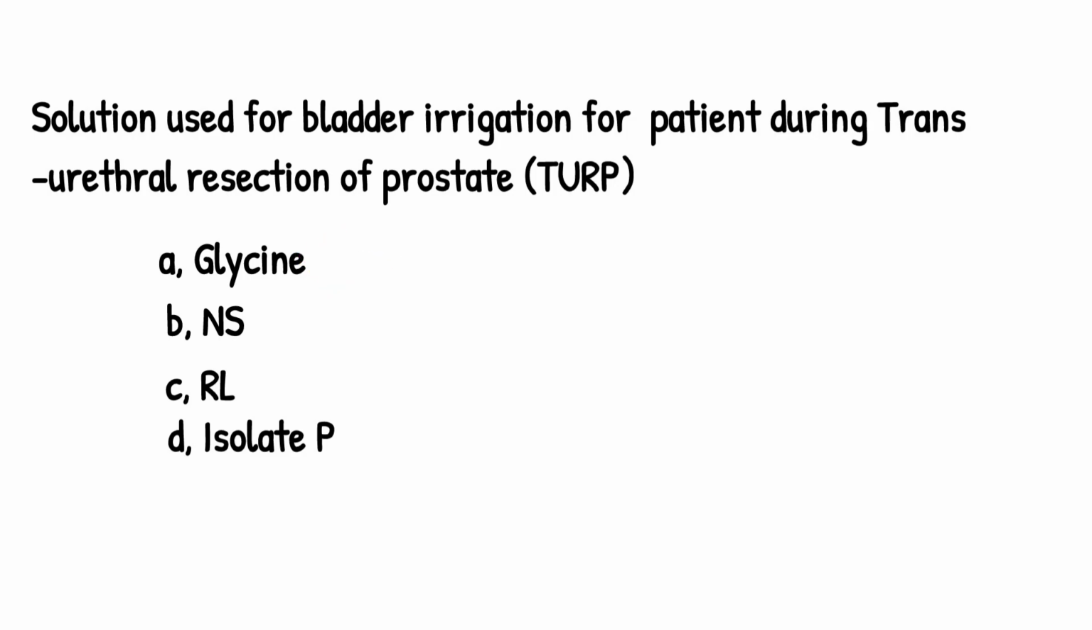1.5% glycine irrigation is a sterile, non-pyrogenic, non-hemolytic, non-electrolytic, very weakly ionized solution. Each liter contains 15 gram glycine.